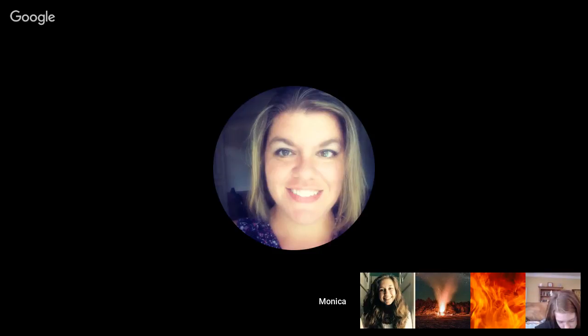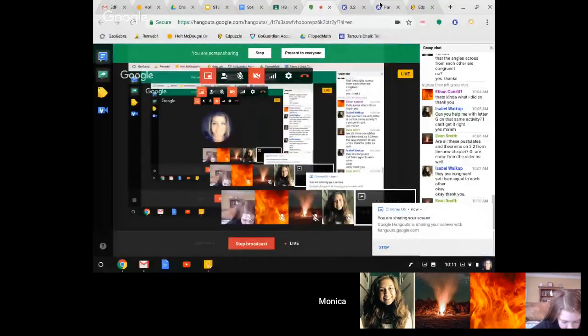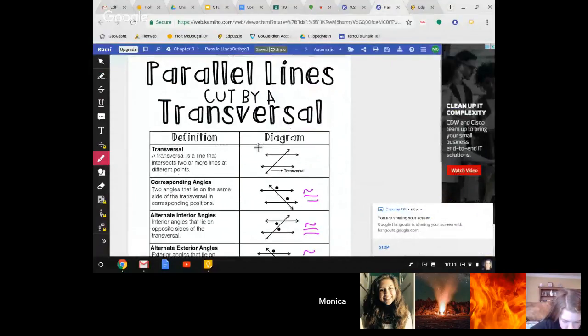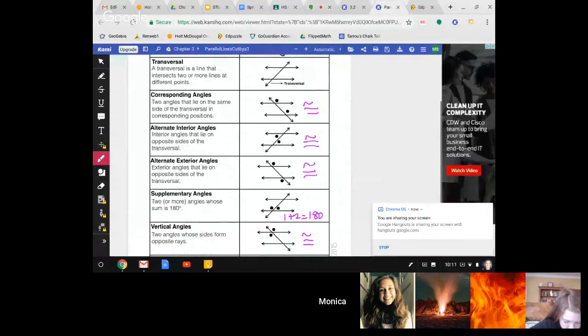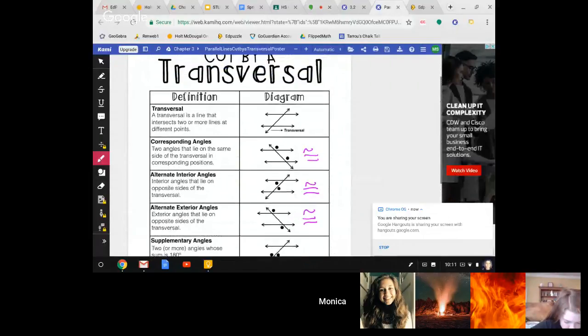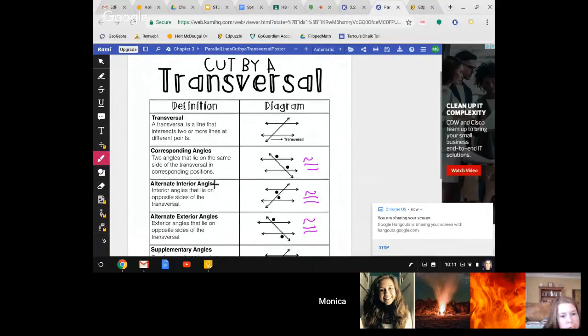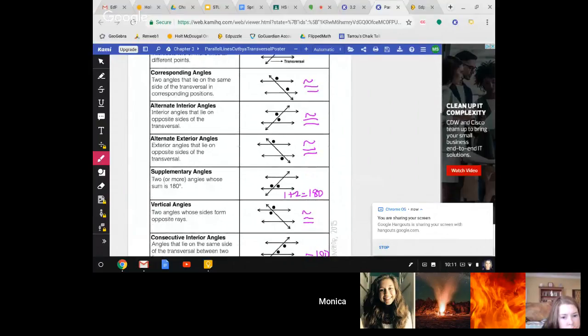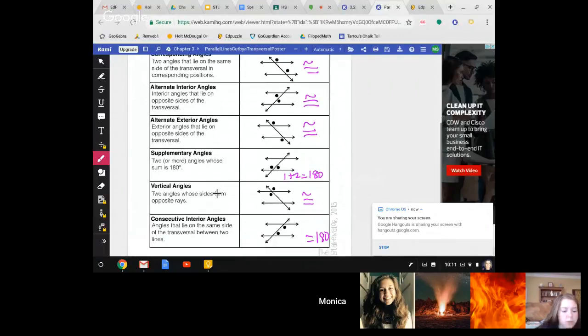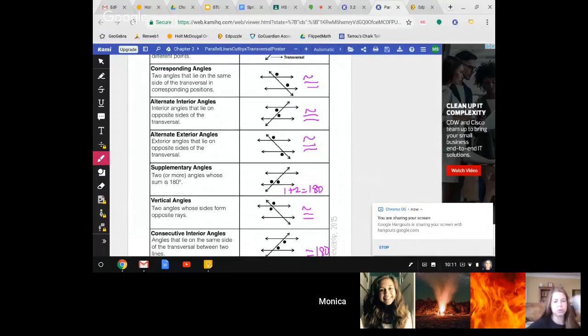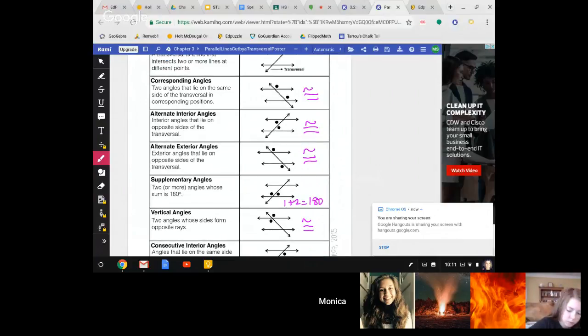Hey, you guys, did you see the handout that I posted on Google Classroom? It looks like this. It's the parallel lines cut by a transversal poster. One thing I would highly recommend doing is copy this in some form in your handwritten notes that you're going to be able to use on your quiz. And I would do something like this.